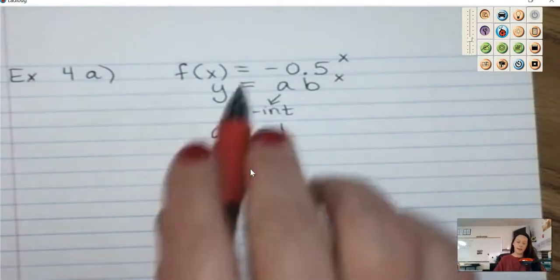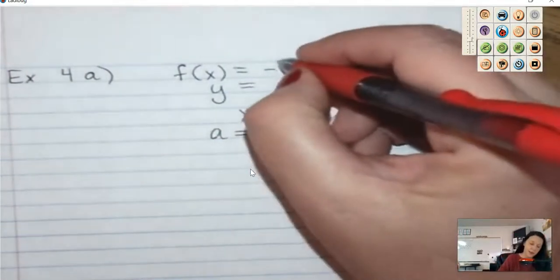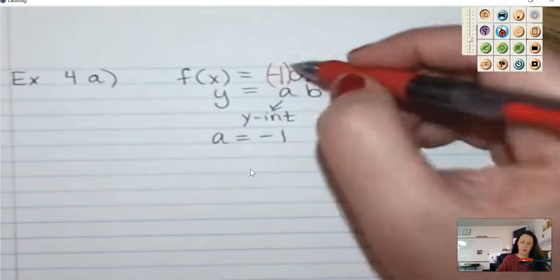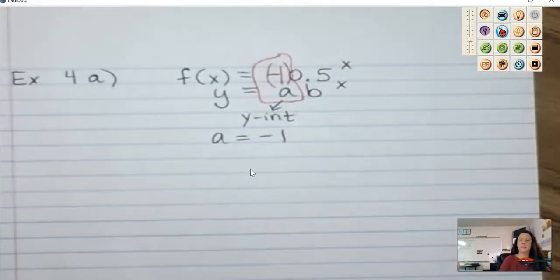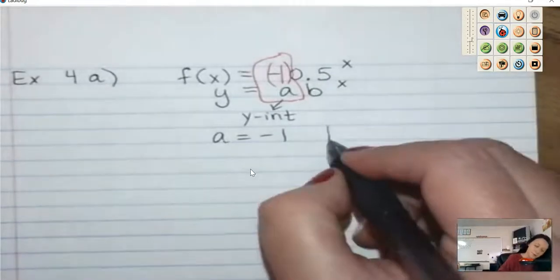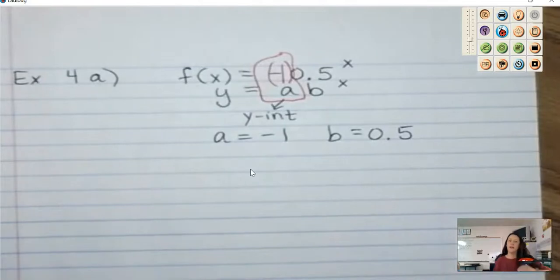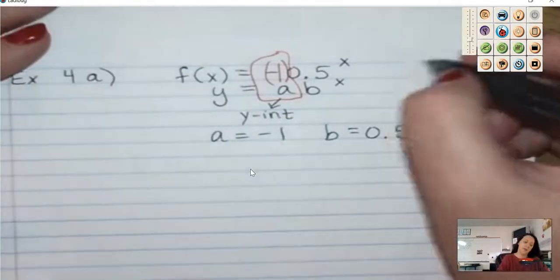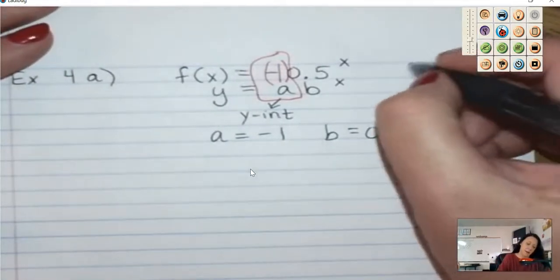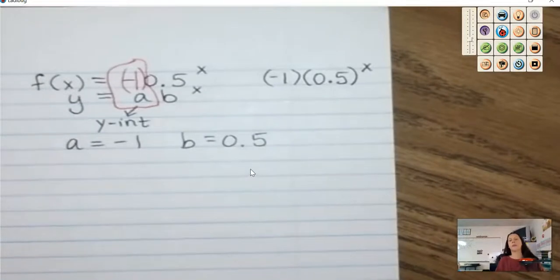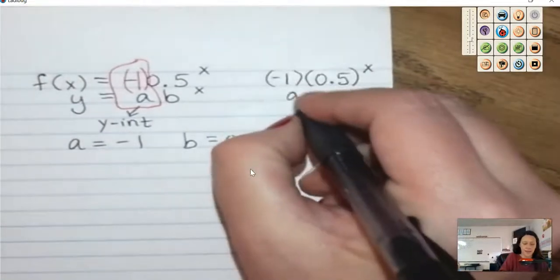Or if you're looking at the original equation, there's really a negative 1 in front. It's negative 1 times 0.5. Your a is still negative 1. Your b value is 0.5. It is not negative 0.5. So the equation really is negative 1 times 0.5 to the x power. So this is the a and this is the b.